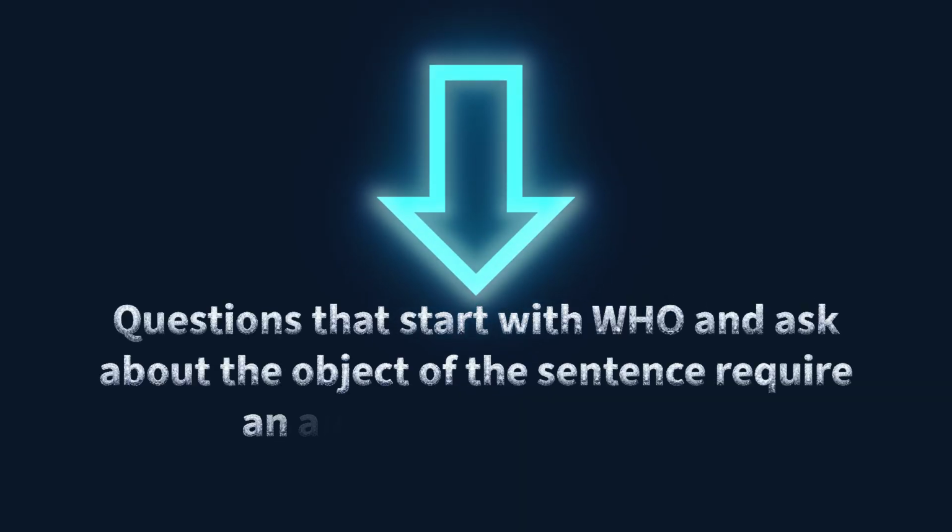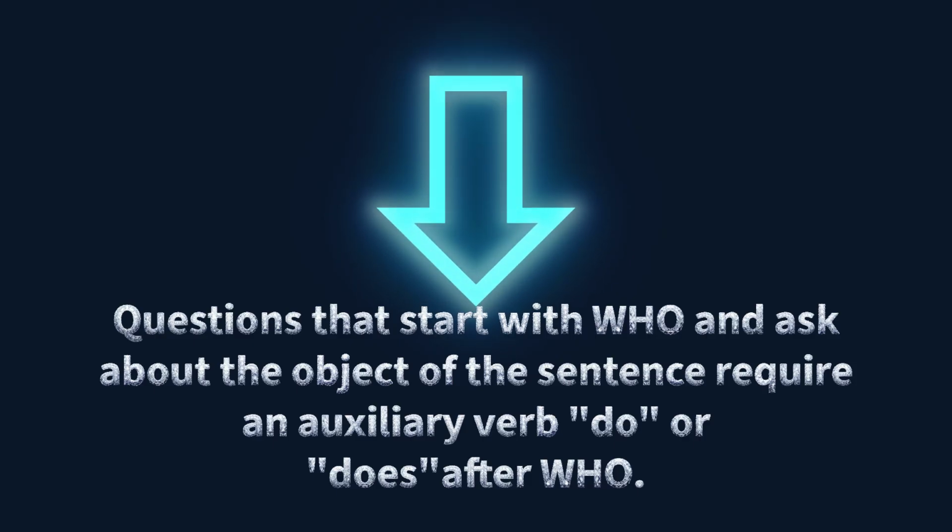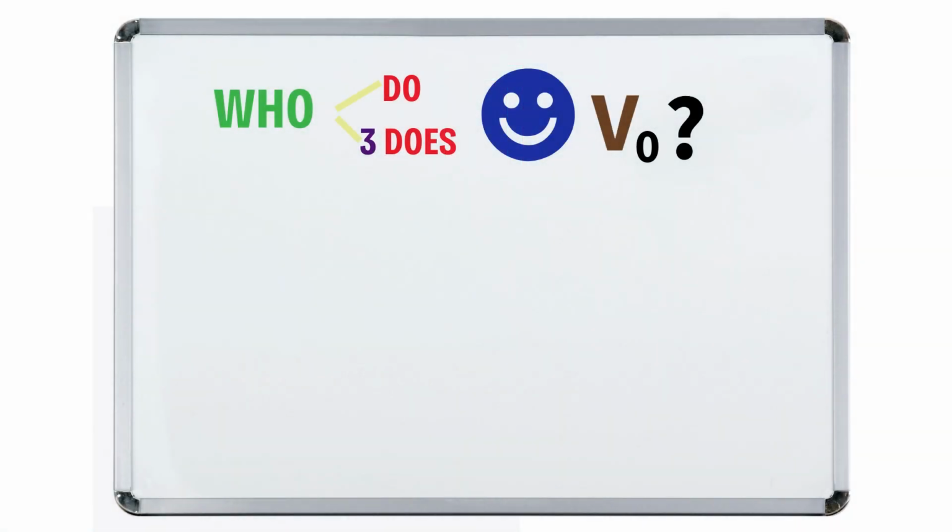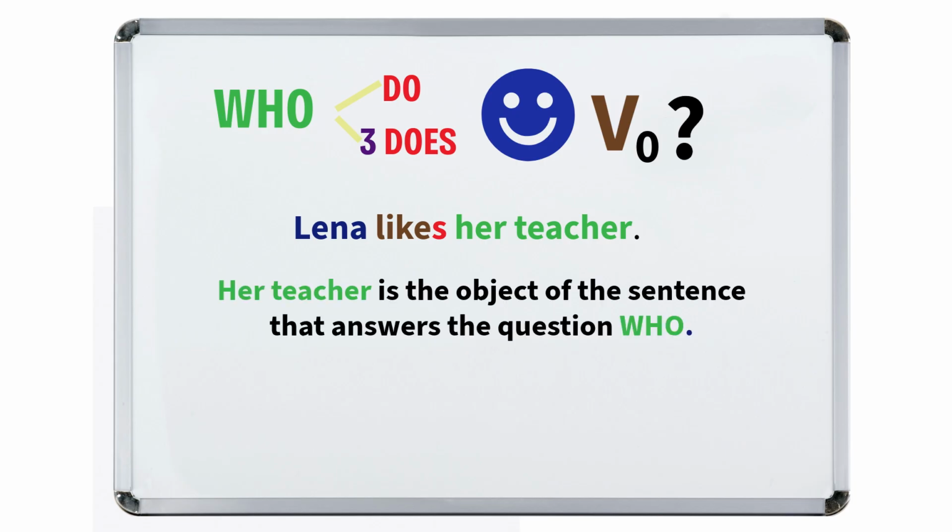Questions that start with who and ask about the object of the sentence require an auxiliary verb do or does after who. Lena likes her teacher. Her teacher is the object of the sentence that answers the question who. Who does Lena like?